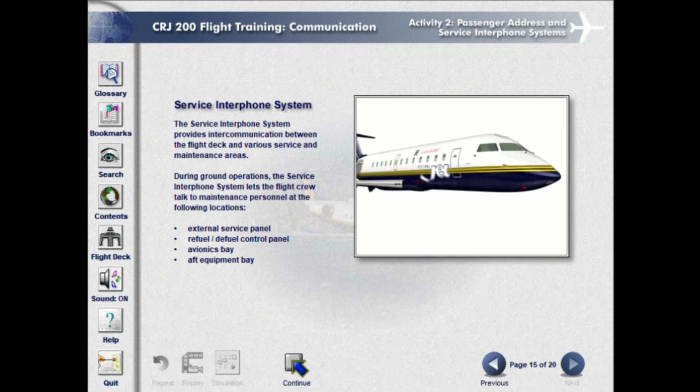Service interphone system. The service interphone system provides intercommunication between the flight deck and various service and maintenance areas. During ground operations, the service interphone system lets the flight crew talk to maintenance personnel at the following locations: external service panel, refuel-defuel control panel, avionics bay, aft equipment bay.